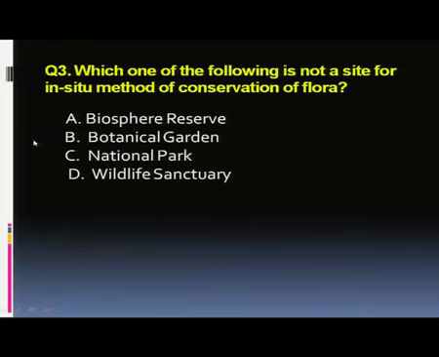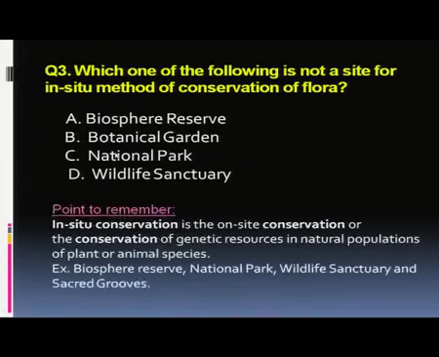So, if you remember, can you answer this question? In situ method of conservation, I told you what are the different methods which comprise in situ. Biosphere reserve, yes. Botanical garden, no, it is a method of ex situ conservation. National park is yes, and wildlife sanctuary is also an in situ method of conservation. So, the correct answer here will be botanical garden, which is not a site for in situ method of conservation of flora. So, what points should we remember?